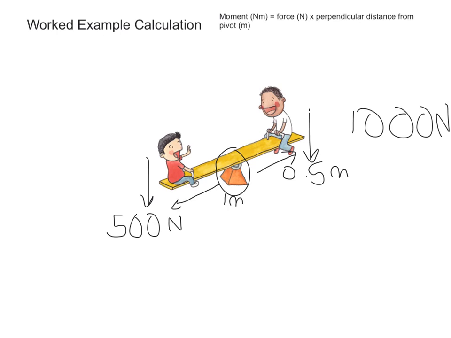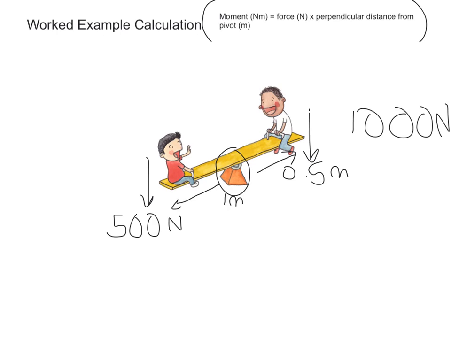However, he is only sitting 0.5 meters from our central pivot. Now let's remind ourselves of our moment calculation at the top of this slide. So a moment equals a force times perpendicular distance from the pivot.